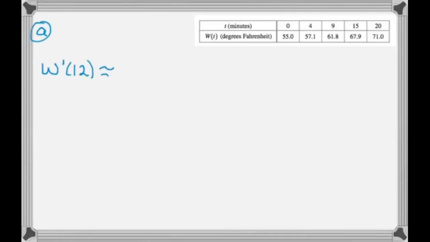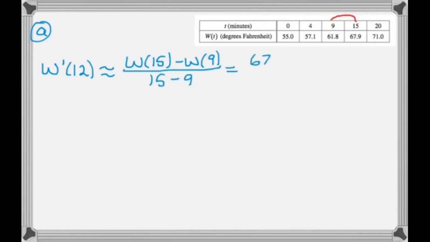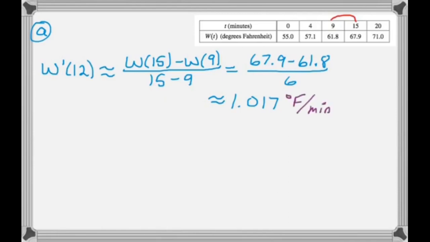Approximations. So the first thing we have to do is approximate w prime of 12. And that's going to be a difference quotient. So you go 1 to the left, you go 1 to the right. So w of 15 minus w of 9 over 15 minus 9. And that gives you, just reading off values from the table, approximately that. And then we need units. So the units of the numerator are degrees Fahrenheit, and of the denominator are minutes. And then we're supposed to interpret it.